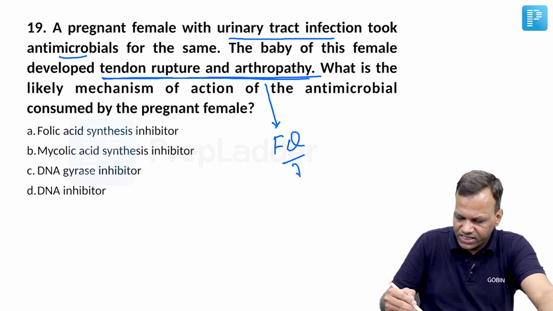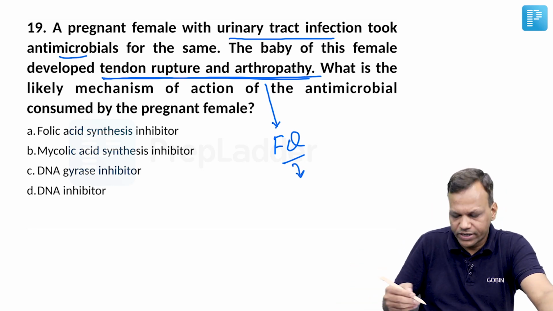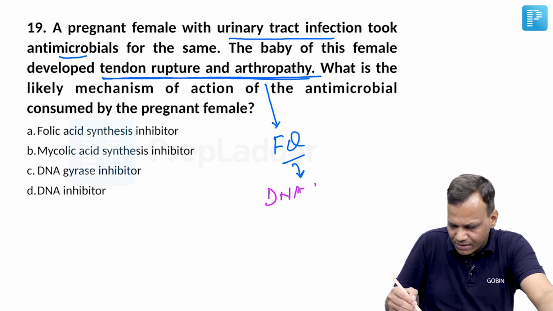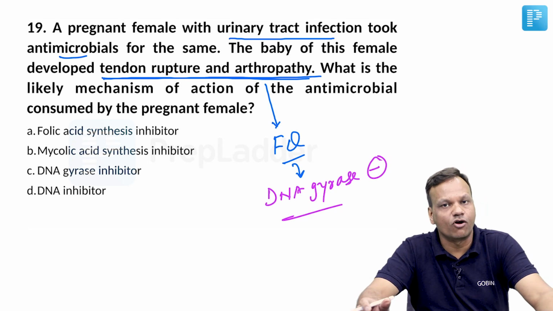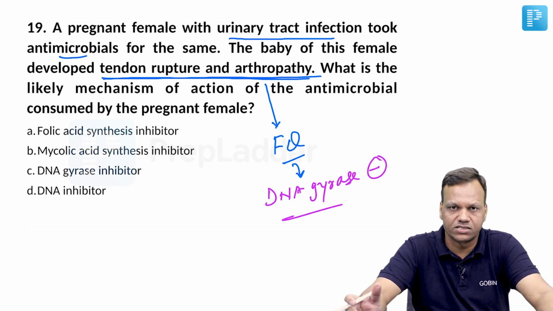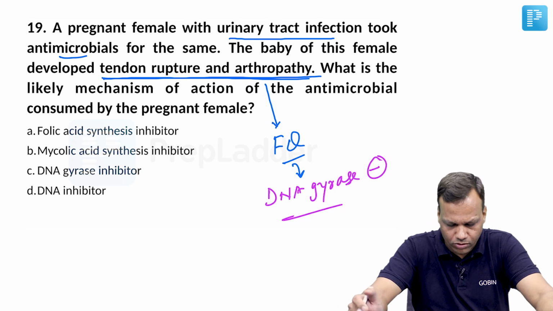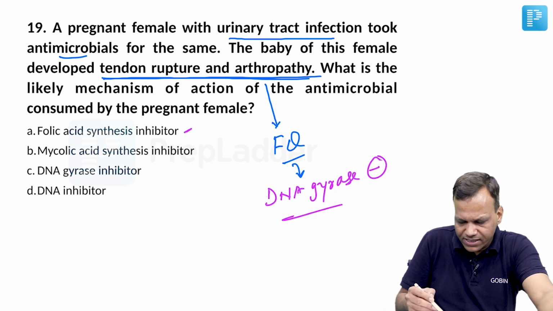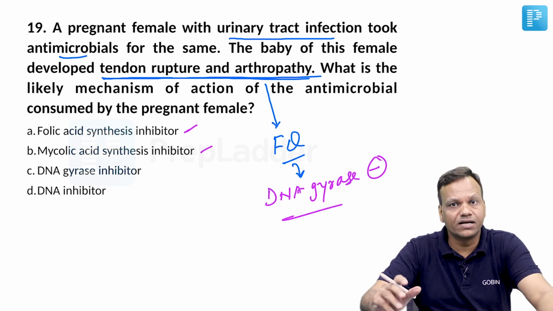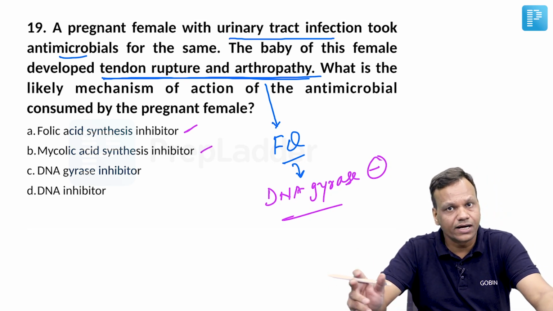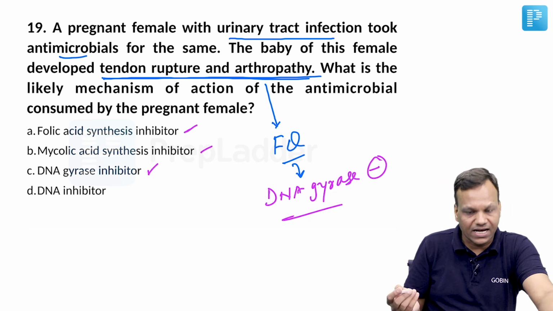So they are simply asking what is the mechanism of action of fluoroquinolone. We all know it is, yes, DNA gyrase inhibition. Fluoroquinolones are DNA gyrase inhibitors. Drugs like ofloxacin, ciprofloxacin, norfloxacin, moxifloxacin, these are fluoroquinolones. So folic acid synthesis inhibiting drugs are sulfonamide group of drugs. Mycolic acid synthesis inhibitors are anti-tubercular drugs like isoniazid. DNA gyrase inhibitor is the answer here.